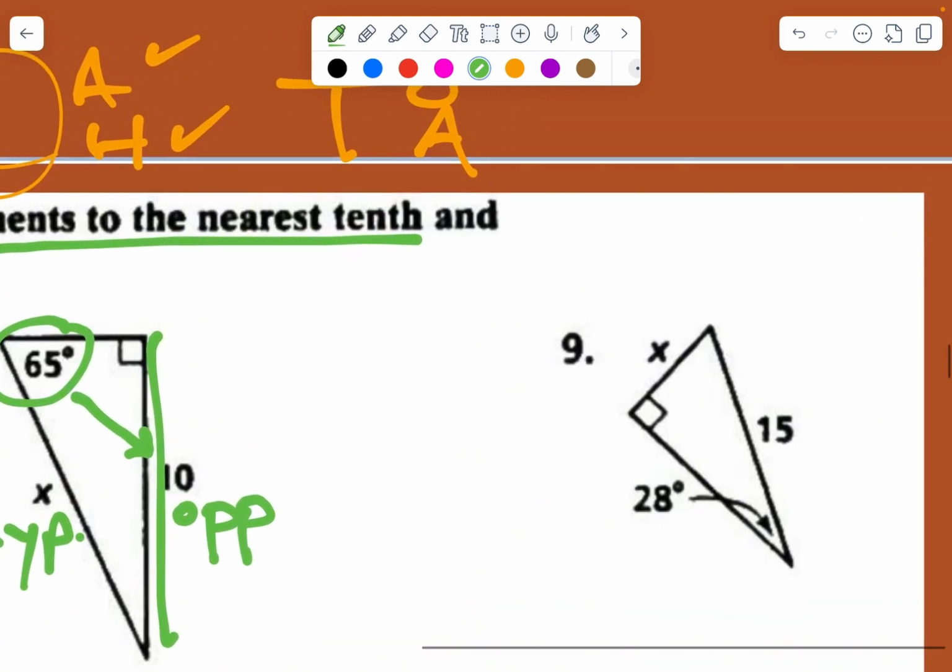For the last question over here, number 9 on this slide, we have 28 in the corner.